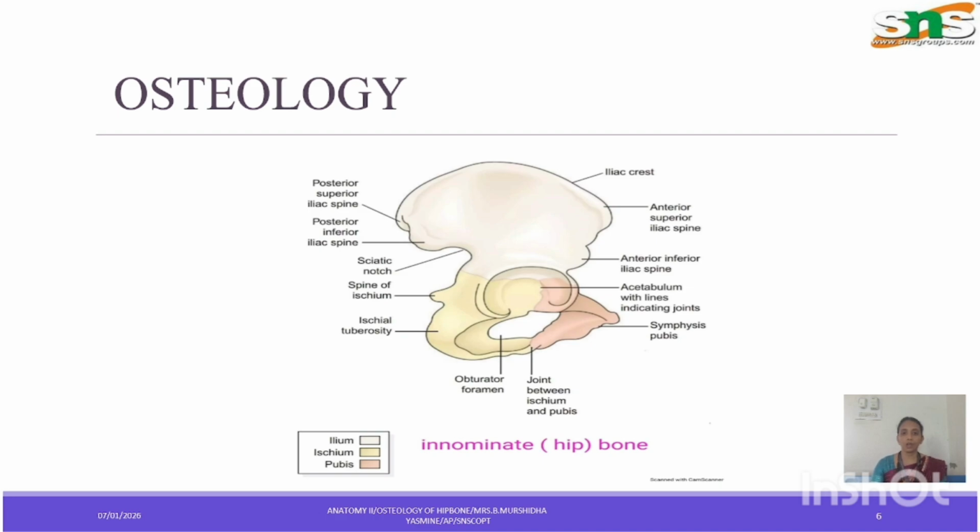This picture shows you the osteology of the hip bone. Here the parts are clearly marked: the anterior superior iliac spine, the anterior inferior iliac spine, and the iliac crest. Posteriorly there is the posterior superior iliac spine and posterior inferior iliac spine. There is a notch, the sciatic notch, and below it is the ischium, and this part is the pubis. The ischium has the ischial tuberosity, and the spine present in the ischium is the ischial spine. The symphysis pubis is where it attaches to the other side of the hip bone and forms the symphysis pubis together.